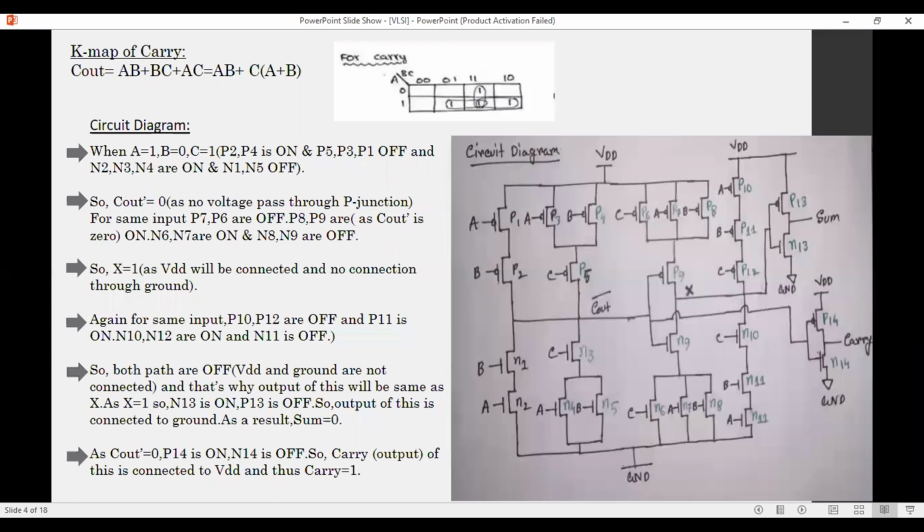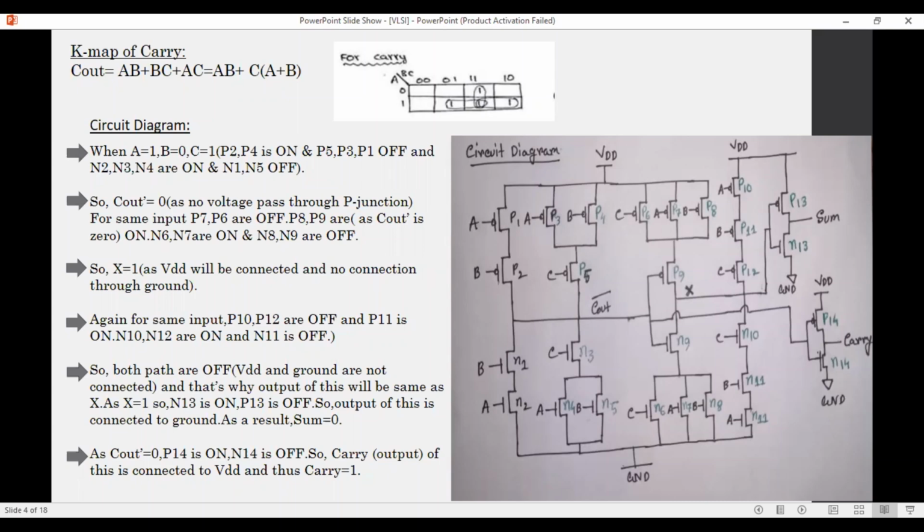For the same input, P7, P6 are off, P8, P9 are on, N6, N7 are on and N8, N9 are off. So X equals 1, as VDD will be connected and there is no connection through ground. Again for the same input, P10, P12 are off and P11 is on, N10, N12 are on and N11 is off. So both paths are off, VDD and ground are not connected, and that's why the output of this will be the same as X. As X equals 1, N13 is on, P13 is off. So the output of this is connected to ground. As a result, sum equals 0.